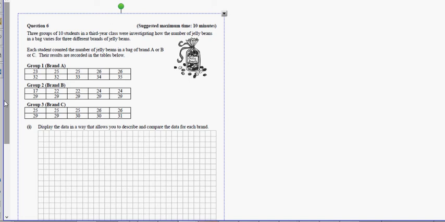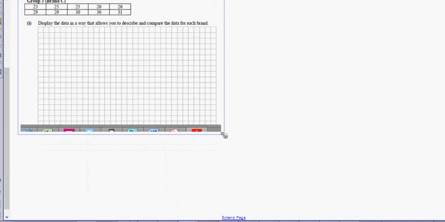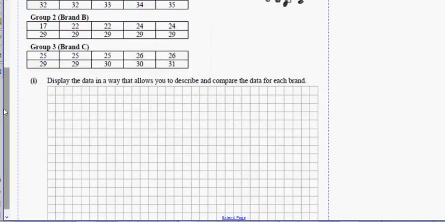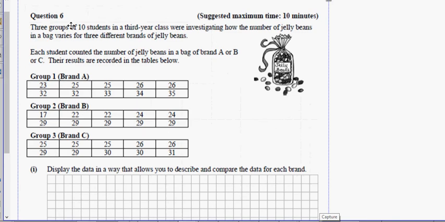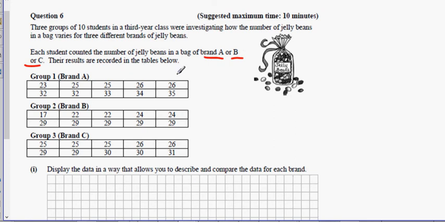3 groups of 10 students in 3rd class went investigating how the number of jelly beans in bags varies for 3 different brands of jelly beans. Each student counted the number of jelly beans in a bag of brand A or B or C. The results are recorded in the tables below. Display the data in a way that allows you to describe and compare the data for each brand.